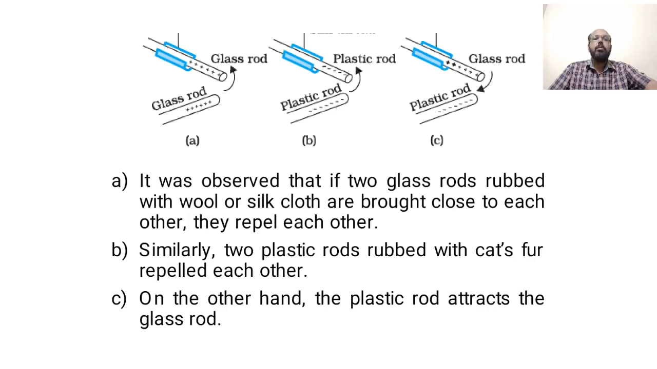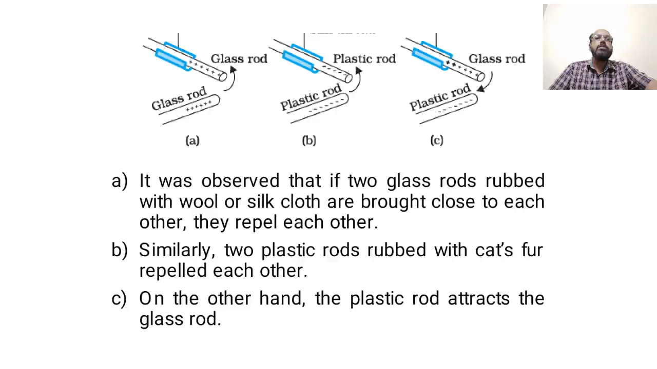Here a positively charged glass rod is suspended by means of a string. Another glass rod is brought near to the first glass rod. These two glass rods move away from each other, that is due to the force of repulsion. Here a negatively charged plastic rod is suspended by means of a string. Then another plastic rod is brought near to the first plastic rod. These two plastic rods move away from each other due to repulsion.